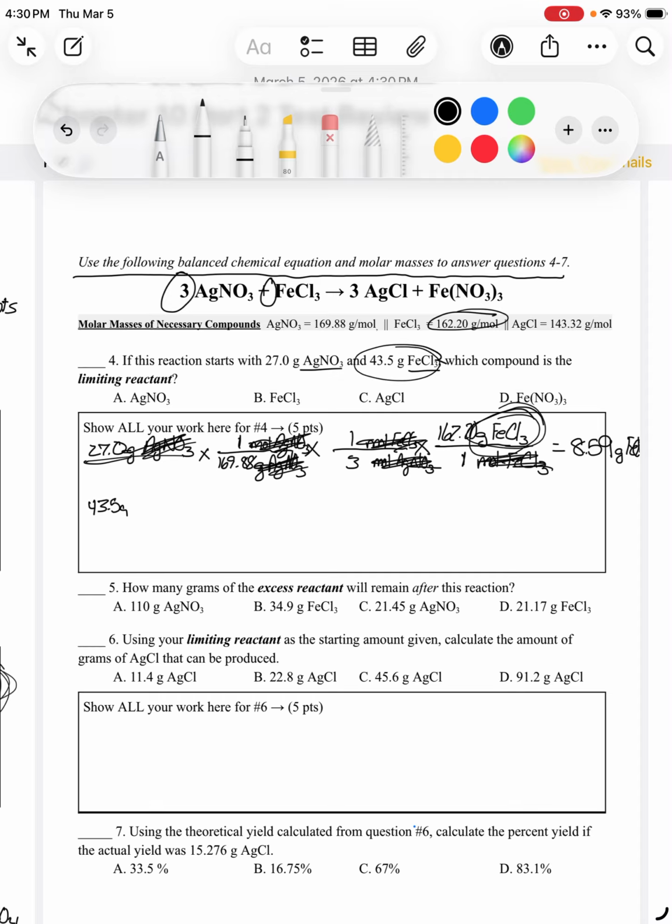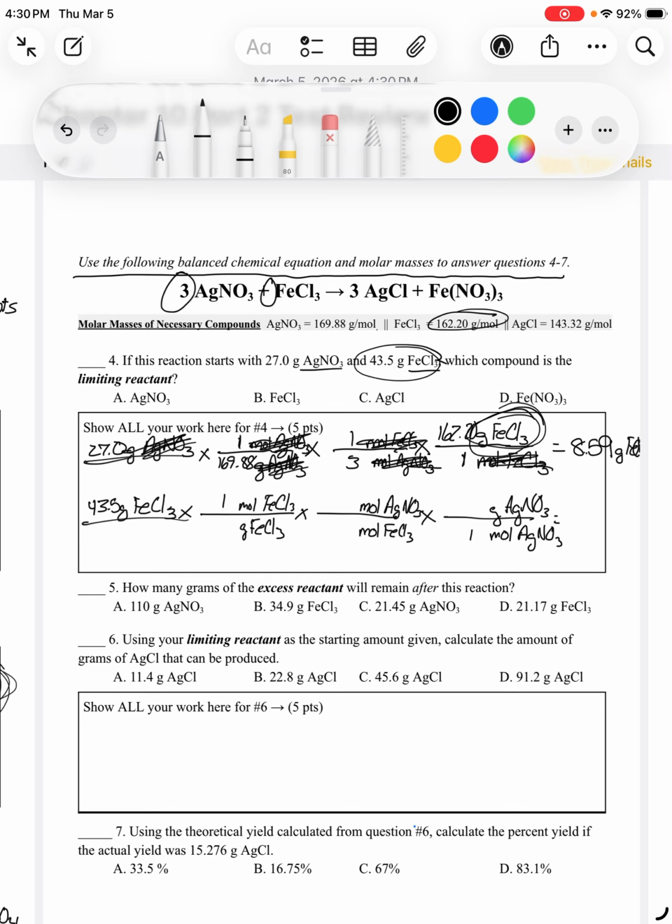43.5 grams of FeCl3 times, and we're going to convert that into grams of our other reactant. In this case, it's silver nitrate. Convert grams into what first? Moles. FeCl3. And convert moles into moles. Moles of iron 3 chloride to moles of silver nitrate. That's our other reactant. Then moles of silver nitrate into grams of silver nitrate.